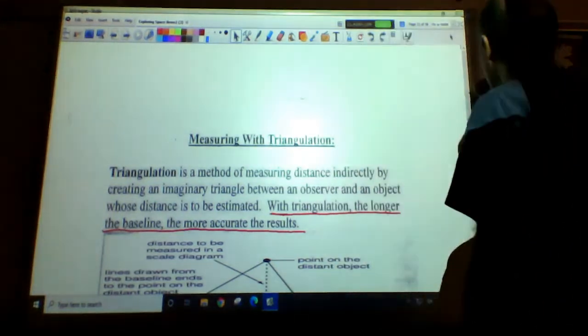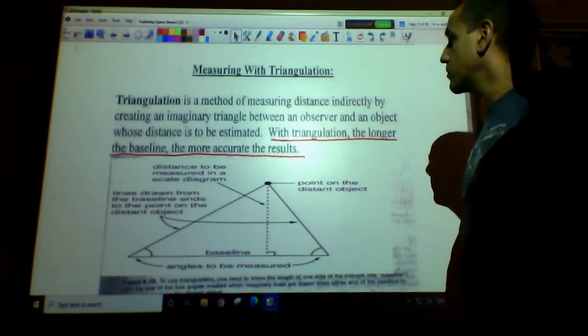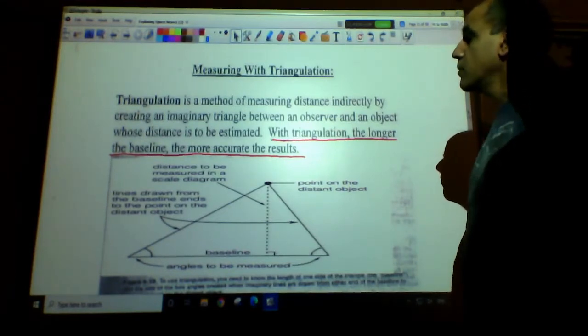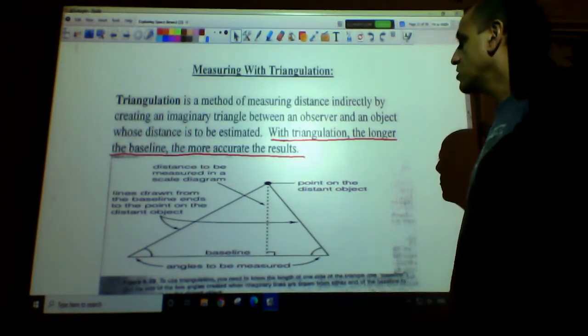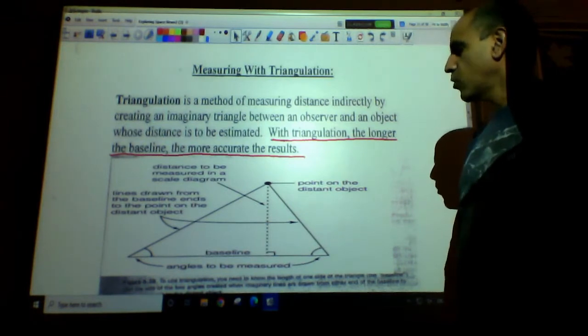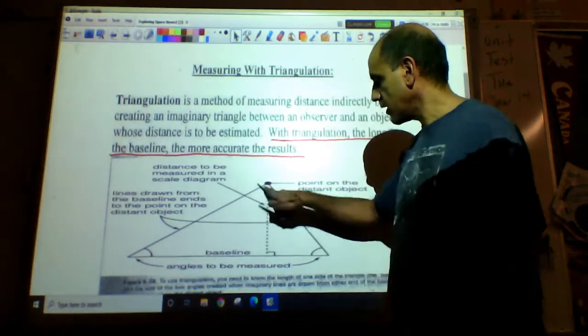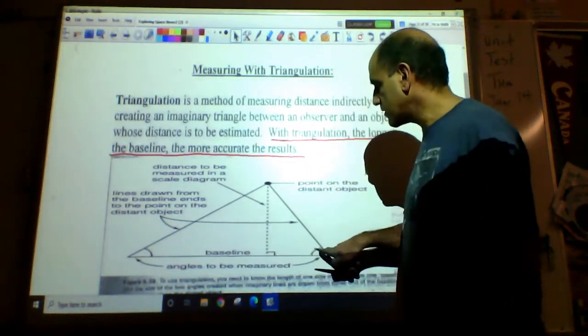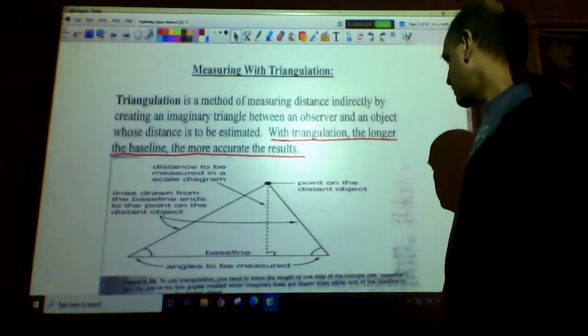And so here are the notes. Let's go through these, and then I'll show you how to do it. Triangulation is the method of measuring distance indirectly by creating an imaginary triangle between an observer and an object whose distance is to be estimated. With triangulation, the longer the baseline, the more accurate the results. So here we have our triangle, and there's your baseline. You need a baseline and two angles in order to make your scale drawing.